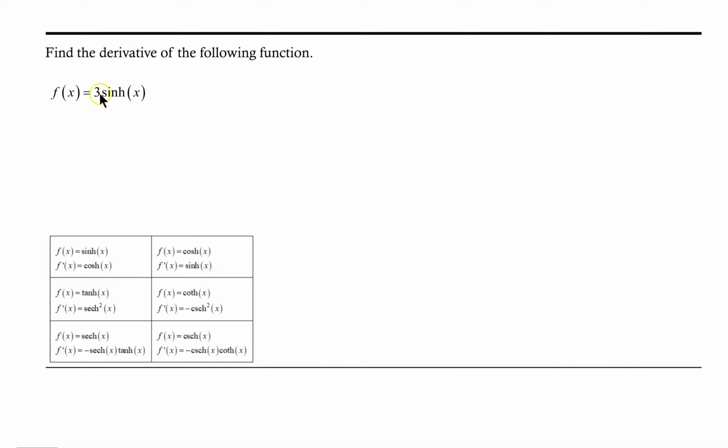But before we get started on finding the derivative of 3 sinh of x, let's go ahead and convince ourselves that the derivative of the sinh function is in fact the cosh function. So let's get started by taking our sinh function and writing it in its exponential form. So that would be e to the x minus e to the negative x, divided by 2.